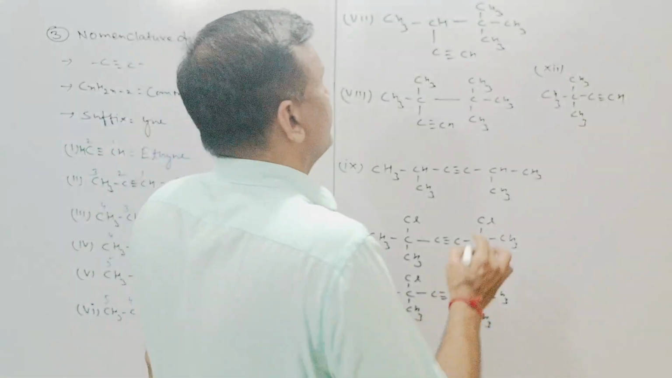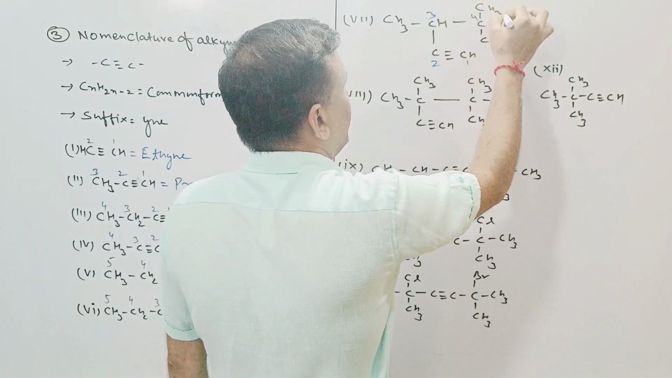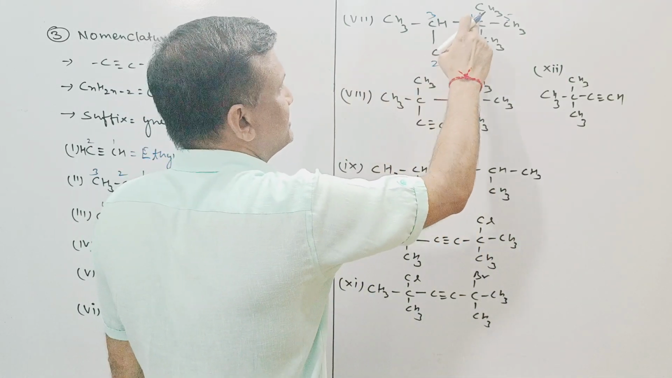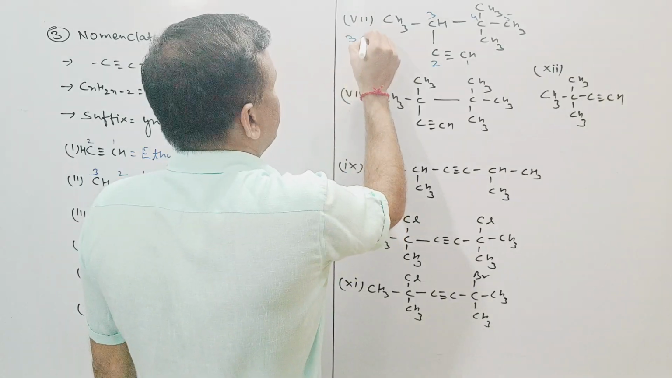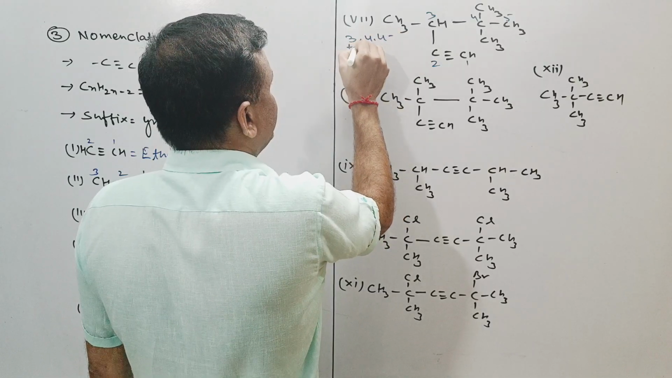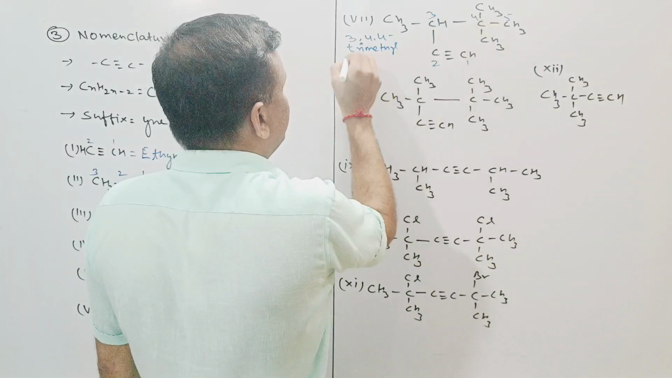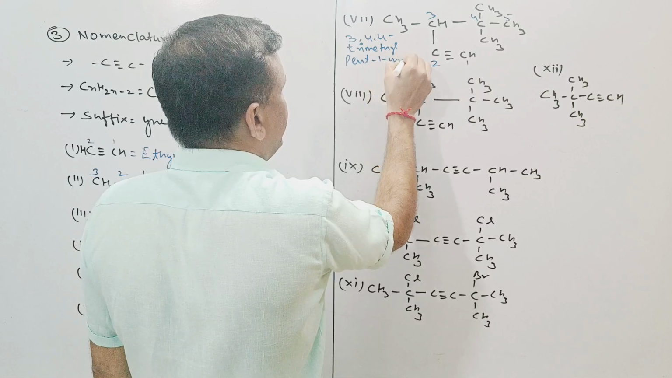Now I would like to go with this compound: 1, 2, 3, 4 and 5. At number 3 position there is a methyl. At number 4 position there are 2 methyls. So you will call it 3, 4, 4 trimethyl. There are 5 carbons in the chain, pent. At number 1 position there is a triple bond, so it will be 1-yne.